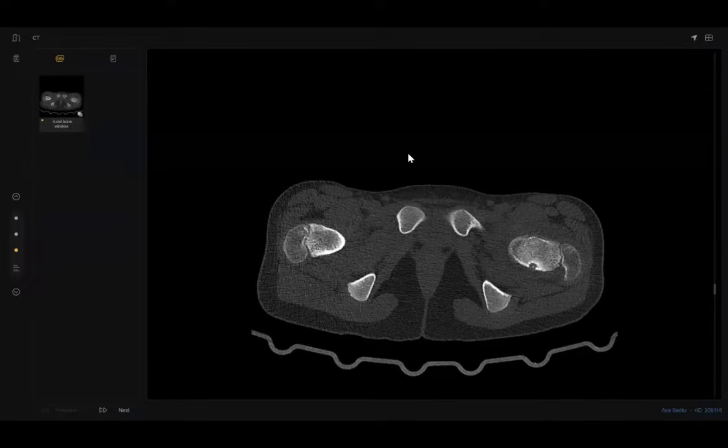What is the difference between osteoblastoma and osteoma? The difference is about the size. Osteoma is less than 1.5 centimeters, and osteoblastoma is more than 1.5 centimeters. Osteoid osteoma is more in the central bones, like the spine, posterior elements, and osteoblastoma is more in the peripheries.